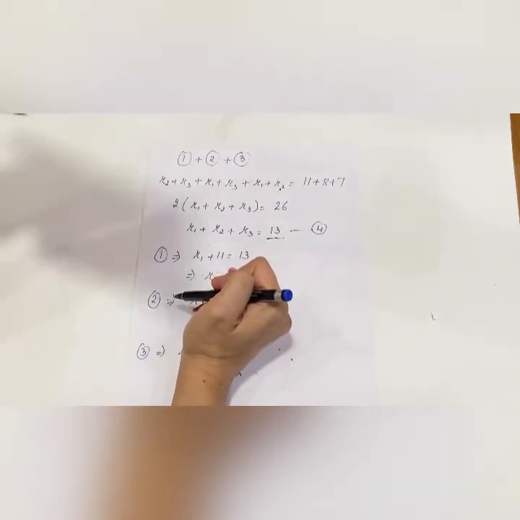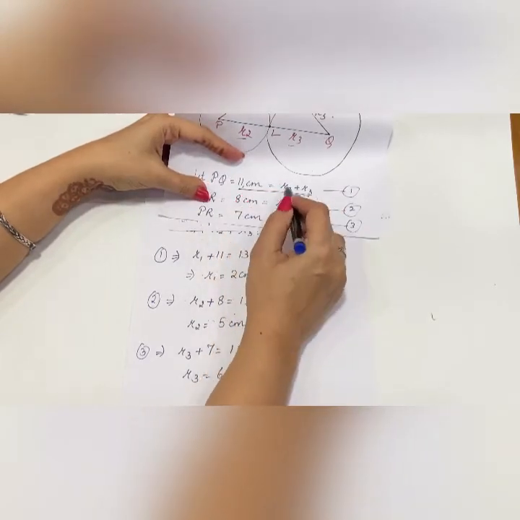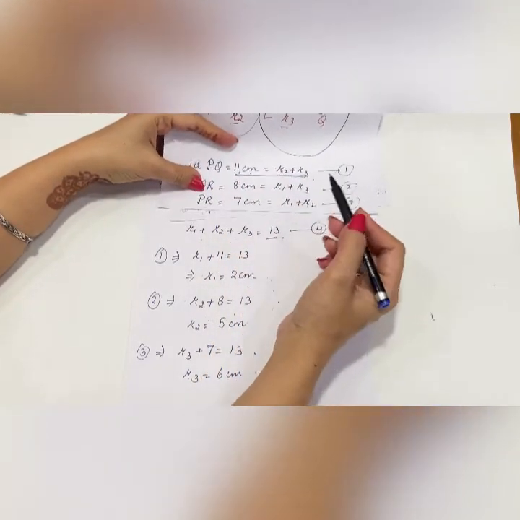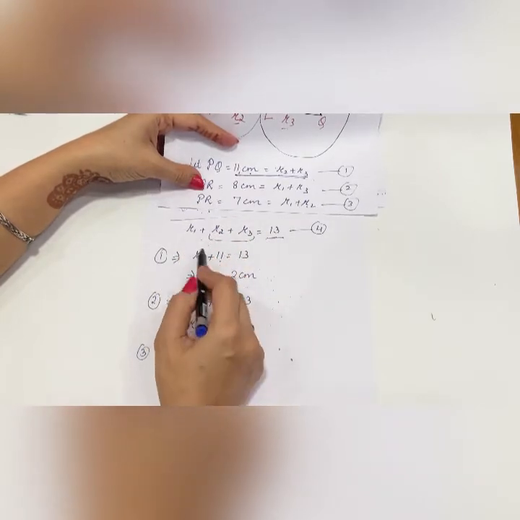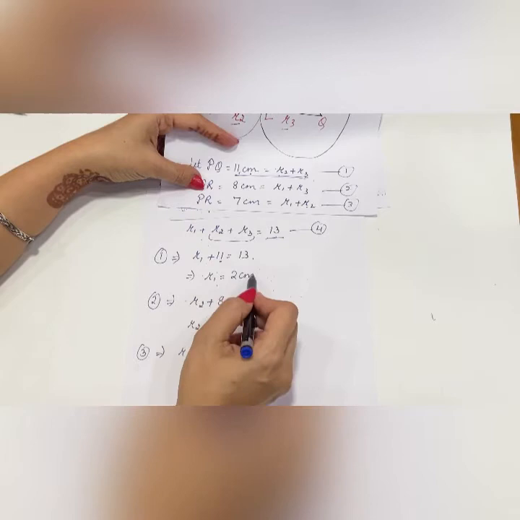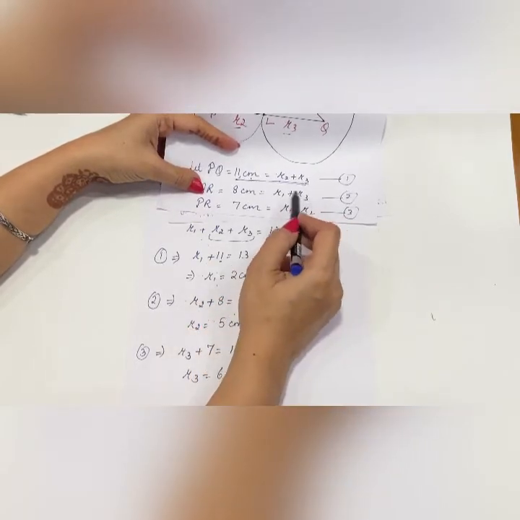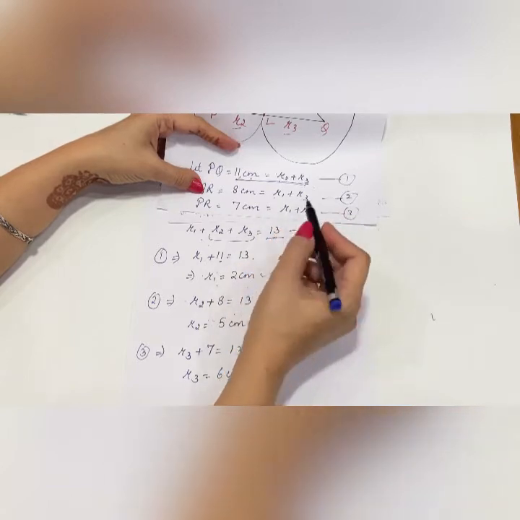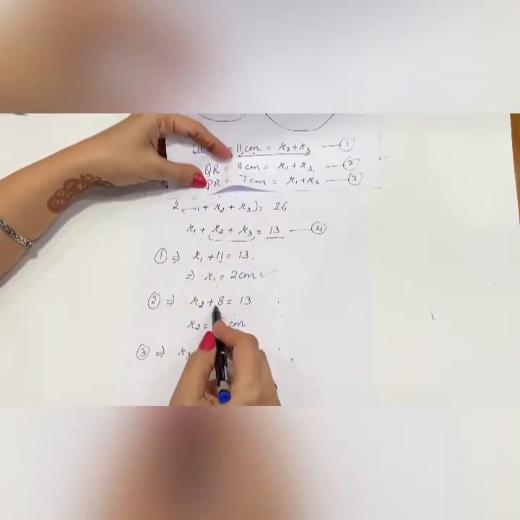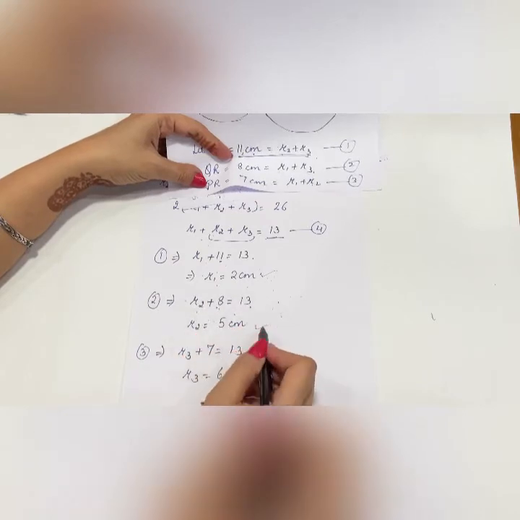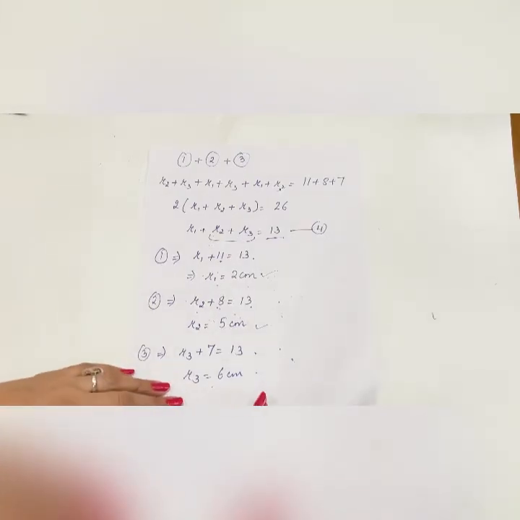What we are going to do is, if I am considering equation 1, what do we have from equation 1? R2 plus R3 is equal to 11 centimeter. So in this R2 plus R3 I have taken as 11. R1 plus 11 is equal to 13. R1 comes out to be 2 centimeters. Similarly, from the second equation you have R1 plus R3 is equal to 8 centimeters. So replacing R1 plus R3 by 8, R2 plus 8 is equal to 13, R2 is 5. Similarly, R3 comes out to be 6 centimeters. Right, children?